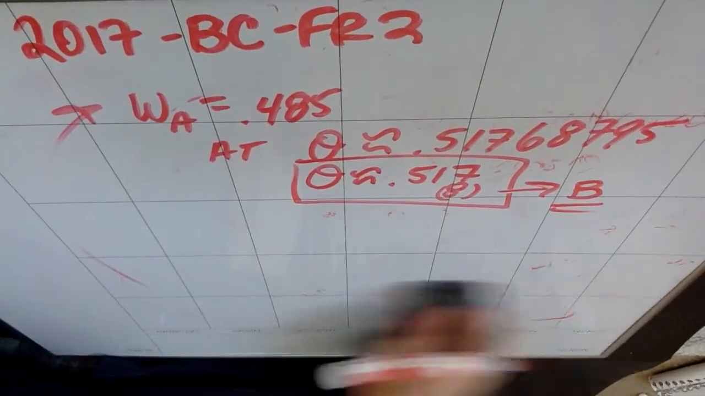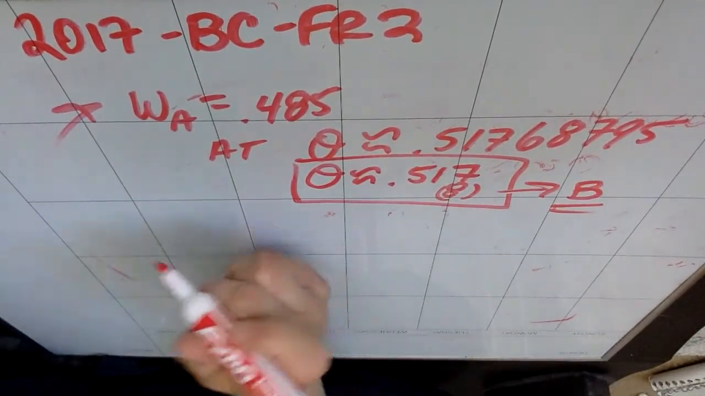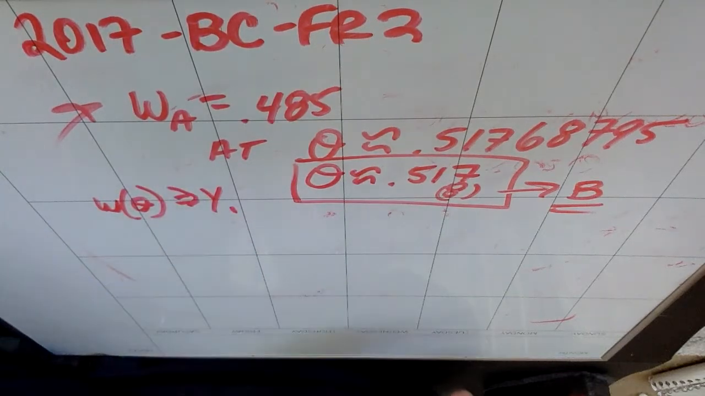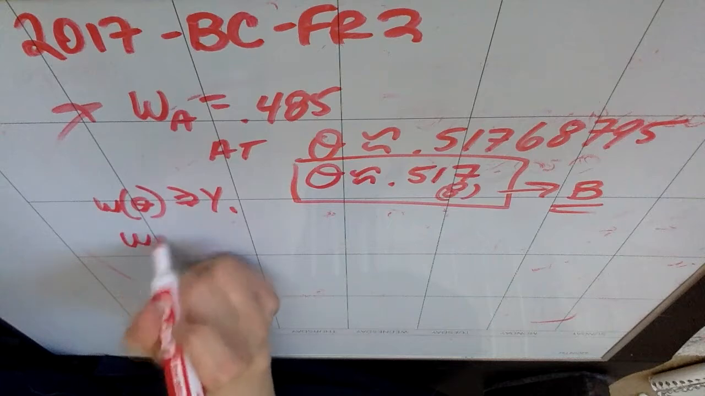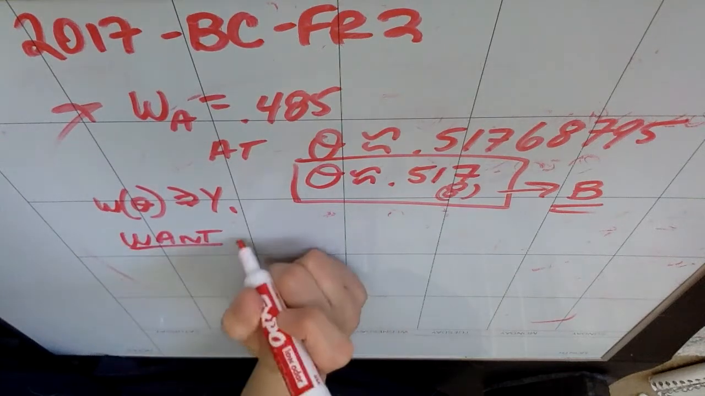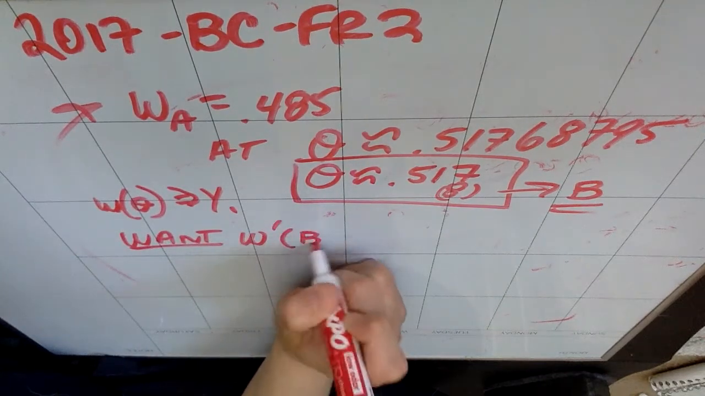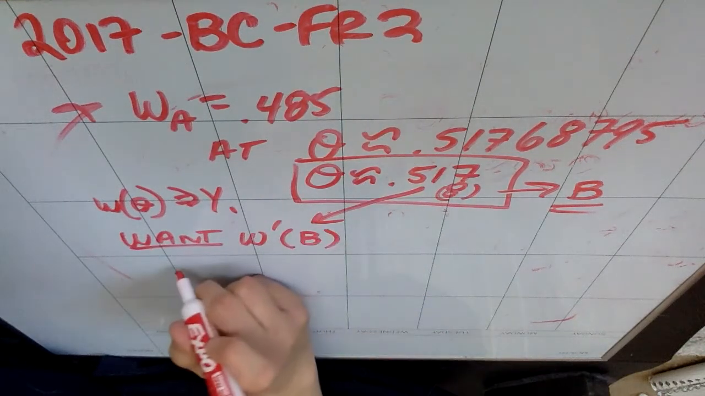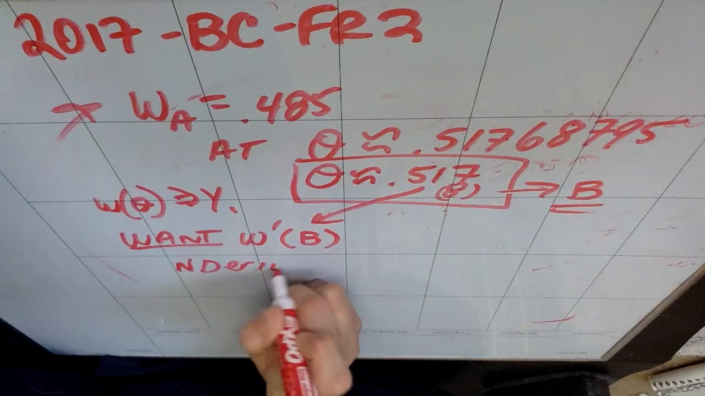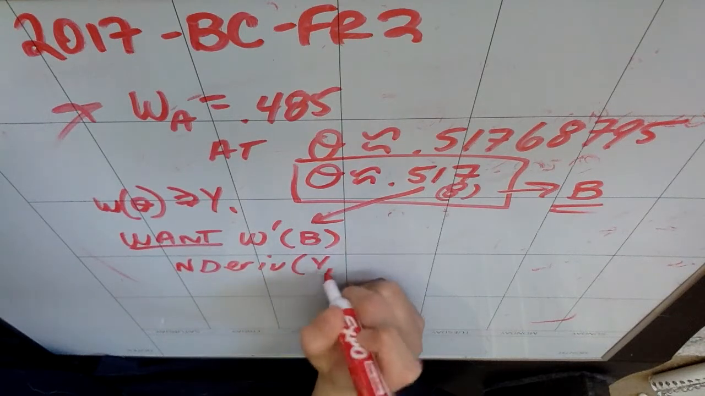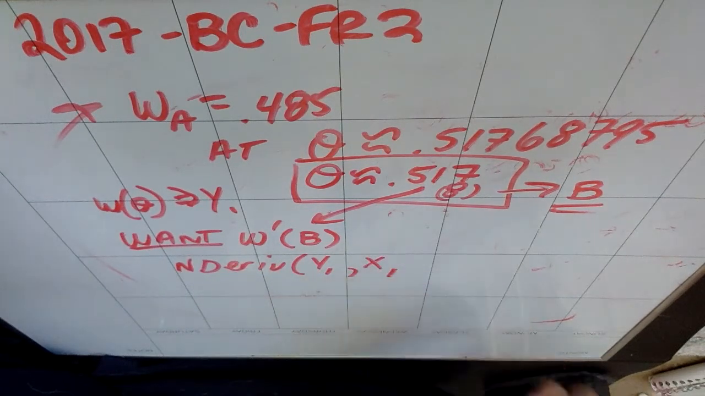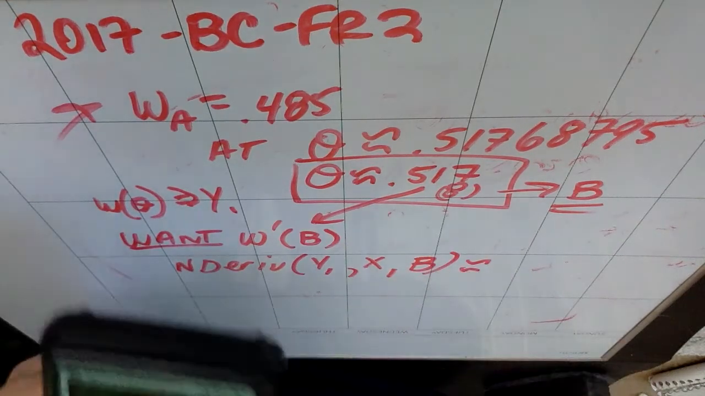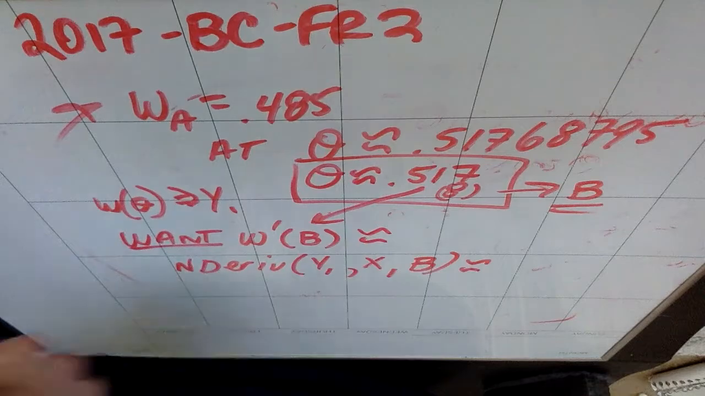Well, because I'm already in function mode, right? So remember that I stored W of theta as my Y1, right? So in order to know if W is increasing or decreasing, I want W prime evaluated at this B that I just found. Well, I can totally make my calculator do that, right? I can do nDeriv of the thing I called Y1 with respect to X, because X is my theta in this situation, at B. And that is going to give me a value for this, right? So I can find W prime at that value.